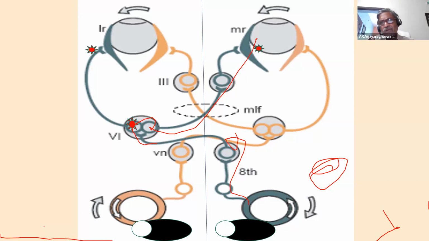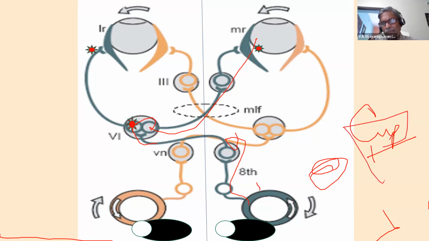Now, for fun, an exam question will ask: doctor, we have injected cold water in the right ear and cold water in the left ear simultaneously. What will happen to the eyes? Where will they go? Just remember a clue called CUP instead of COWS. CUP means cold water up nystagmus. That means the eyes will go rapidly, fast, towards the upper side. That is called CUP. Remember this clue.